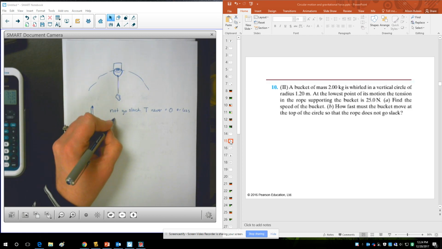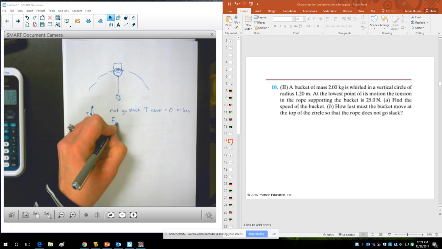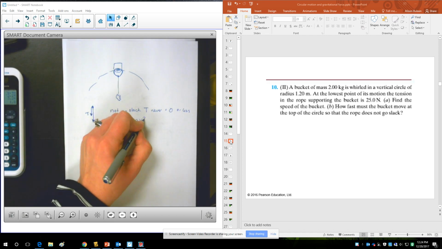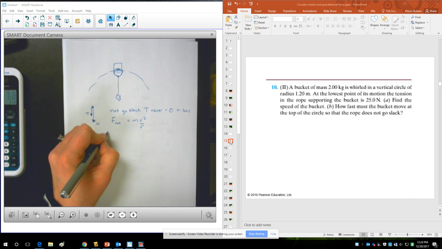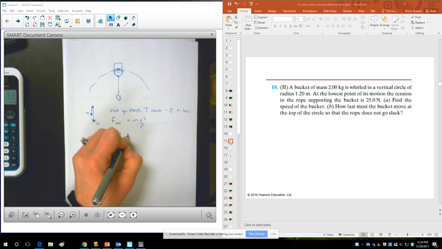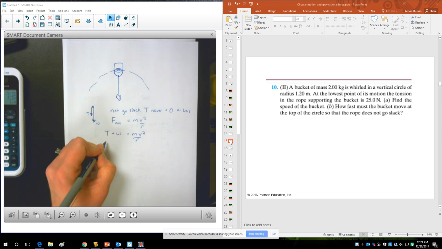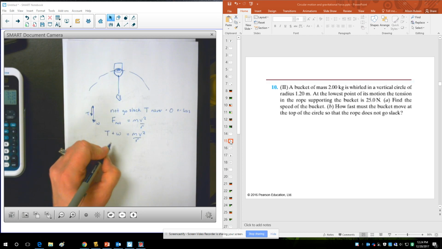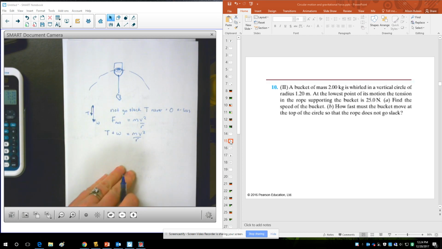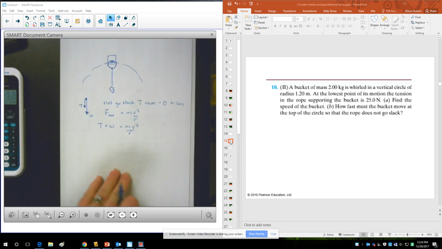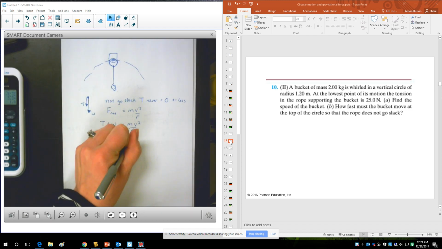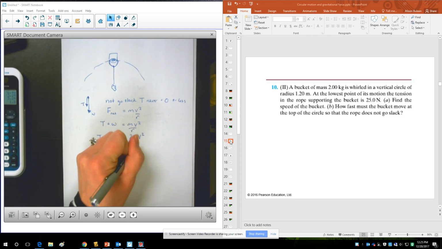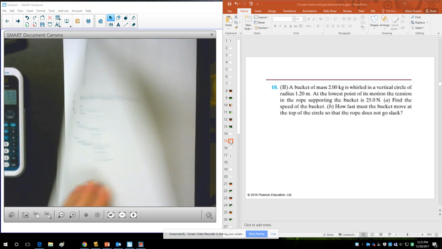So I'm thinking about Newton's second law. Same as before, net force is mass times v squared over r. So we know the net force here is tension plus weight, mv squared over r. We know that the tension is unknown. We know the weight is, as it was before, 19.6 newtons. The mass is 2 kilograms. The v is what we're trying to find, and the radius is 1.2 meters. I'm just checking my numbers here, 1.2 meters.